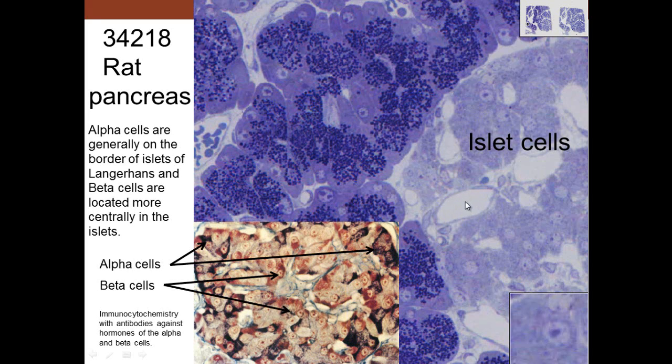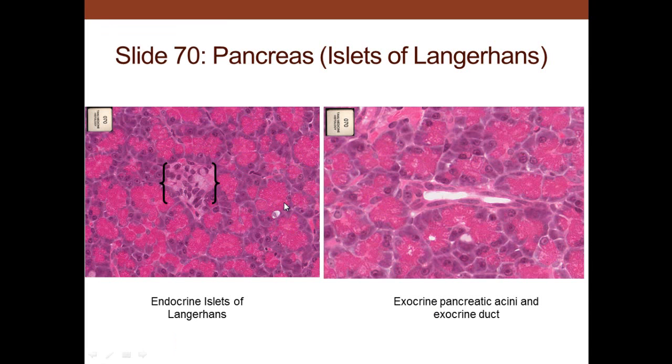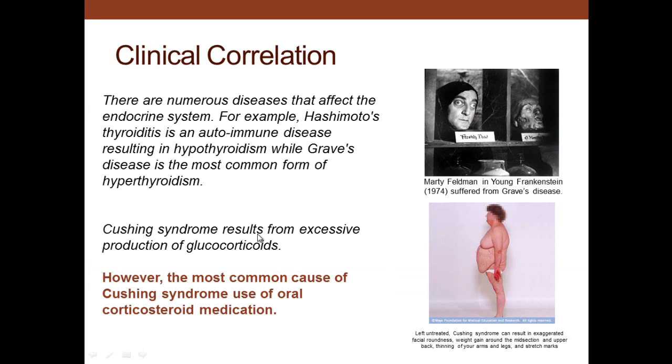So this is the first capillary network of a portal system, and this is the second capillary network of a portal system. So you see I have the islets here, pancreatic acinar cells with an acinus in through there, another acinus in through there, and there's a duct. So this is exocrine versus endocrine function of the pancreas.